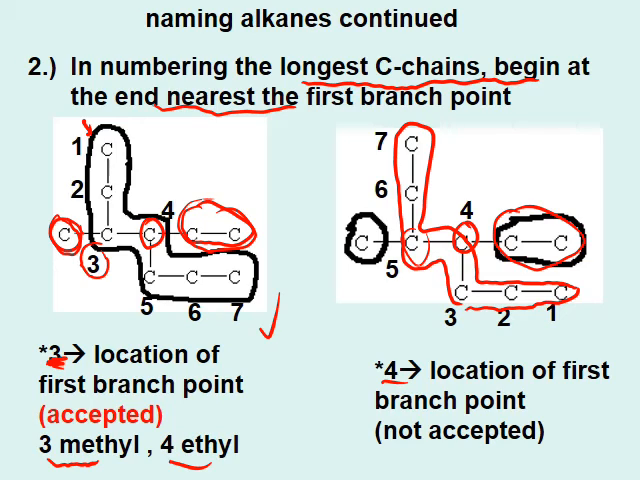And the longest chain has 7 carbons. So you have to remember that one carbon is methane, ethane, then propane, butane, pentane, hexane, heptane. Hepta means 7.